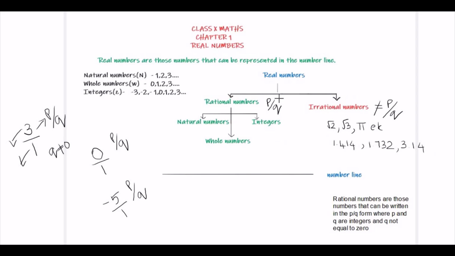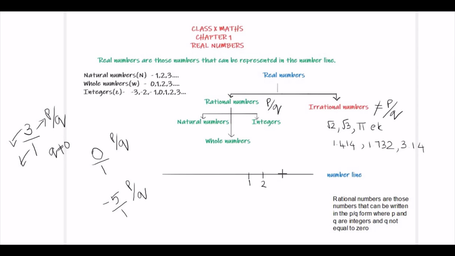So let's see if all these rational and irrational numbers can be represented on the number line, because we have given the definition of real numbers as those numbers that can be represented on the number line. So first let's see the natural numbers. Here on the number line, you can write the natural numbers. That is 1.